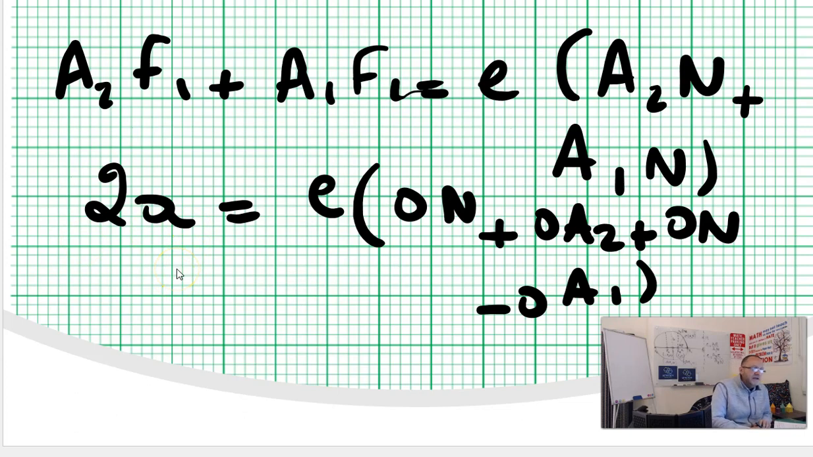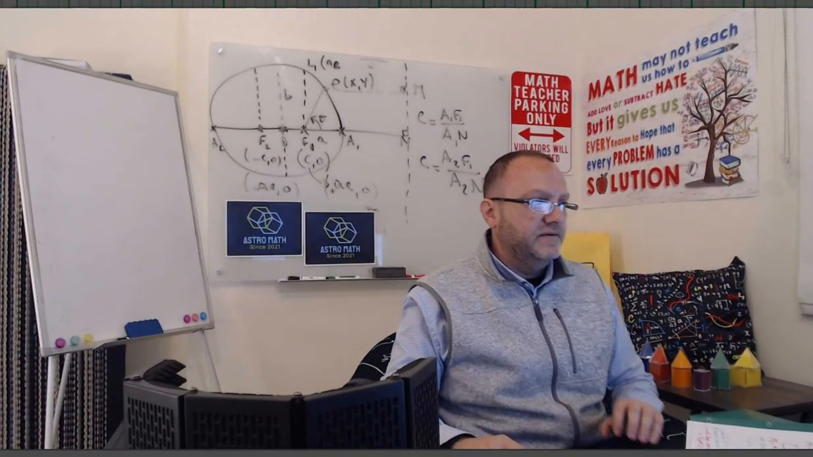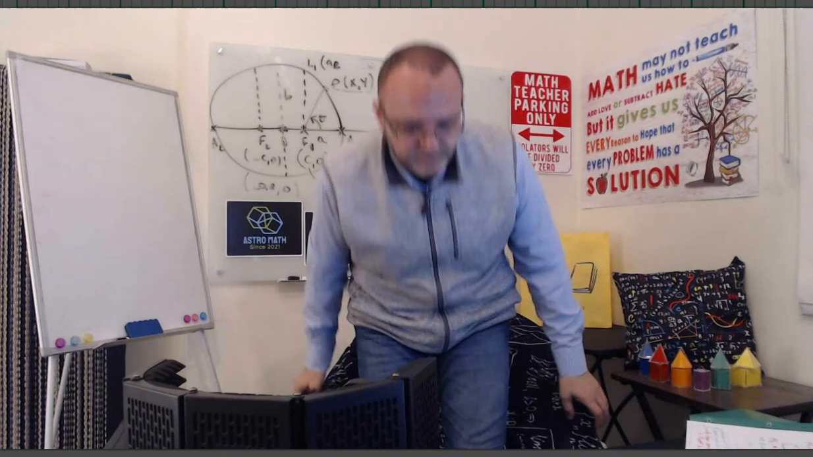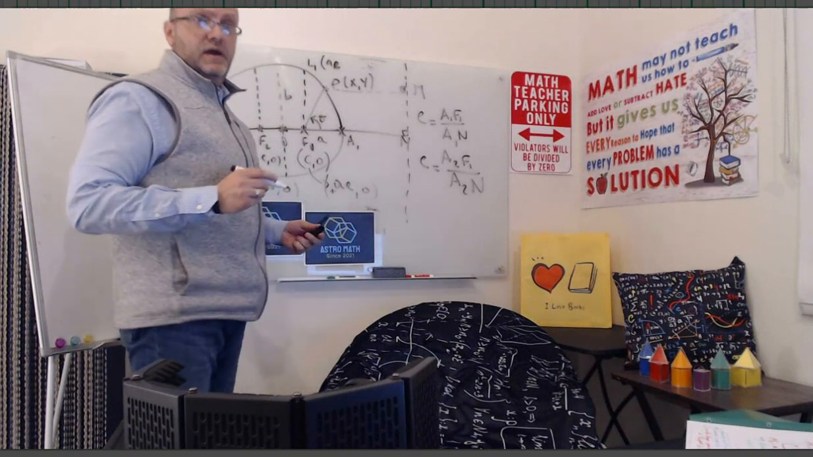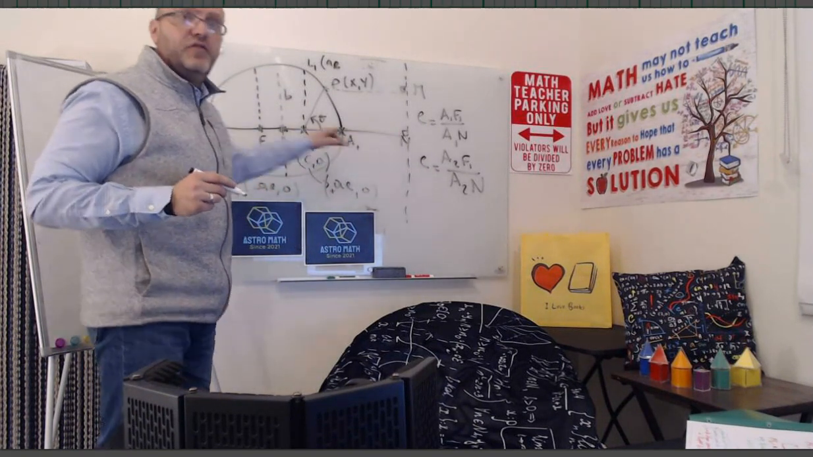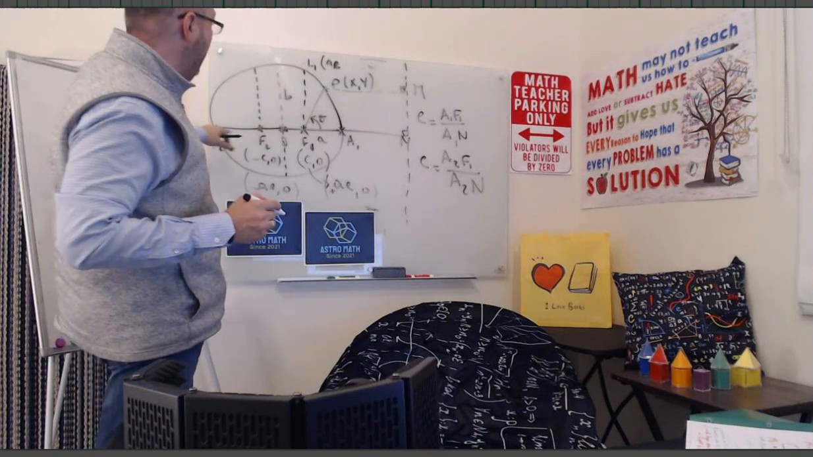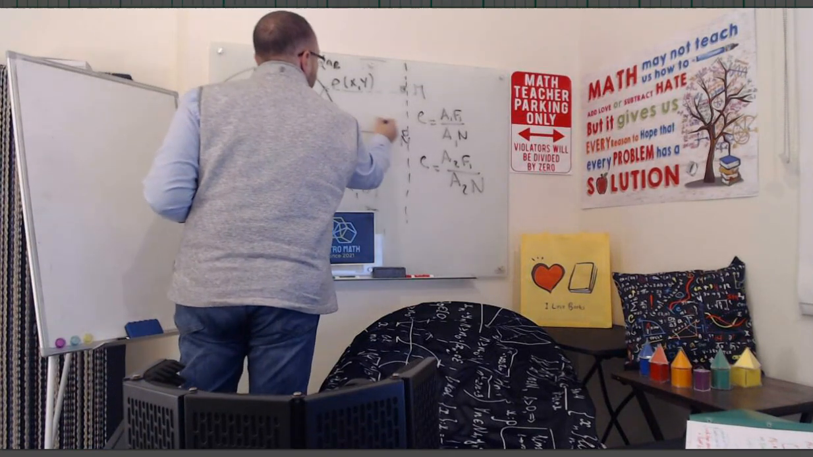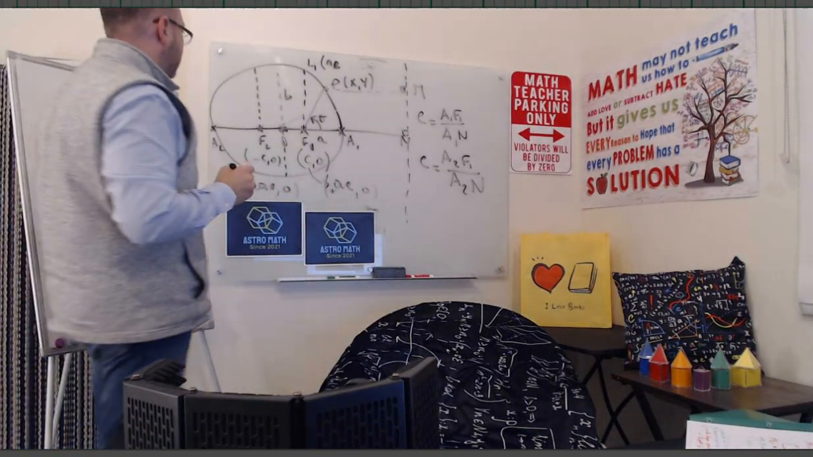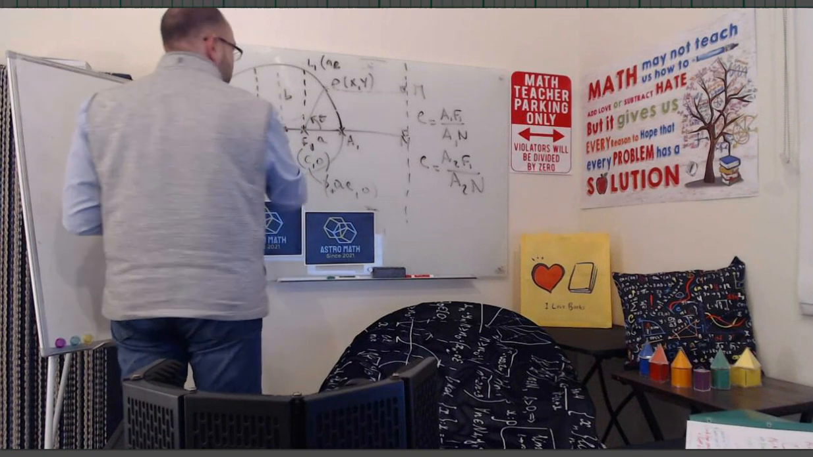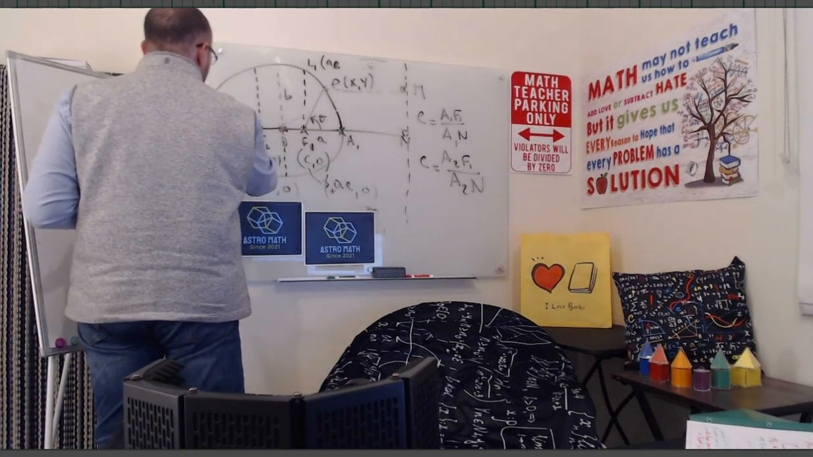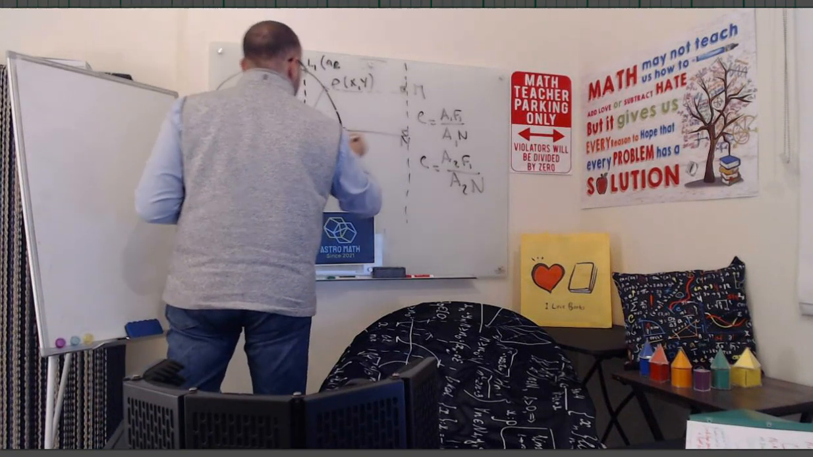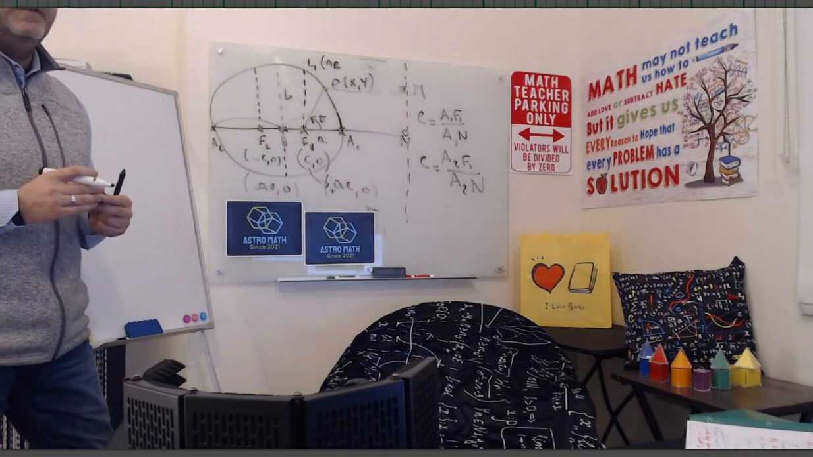On the other side, instead of A2N, let's move it to the board so you can see it. On the other side, instead of A2N, this whole thing, what can I write? I can write ON, this distance here, ON, right? ON plus OA, which is OA1, or OA2. So OA2, this distance, plus this distance, makes the whole thing. Makes A2N. That's all I did. Okay?